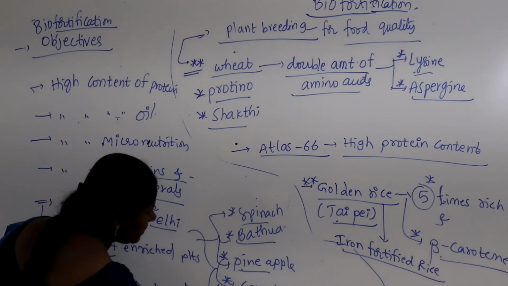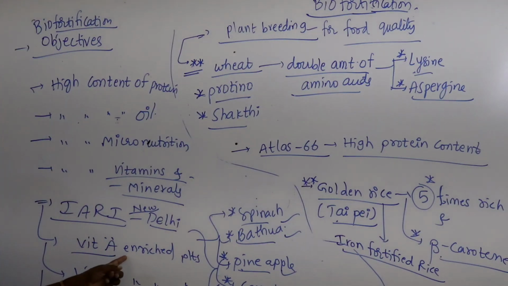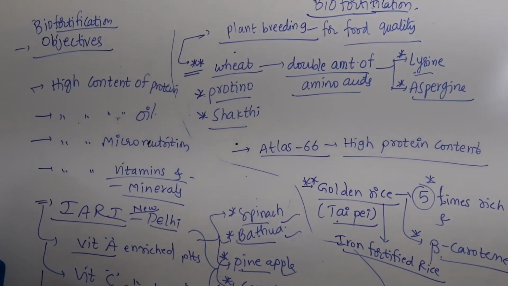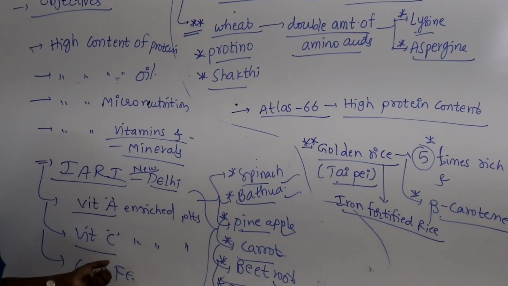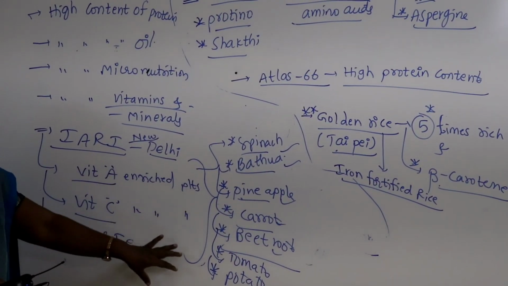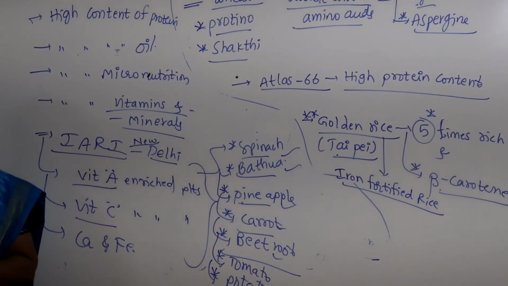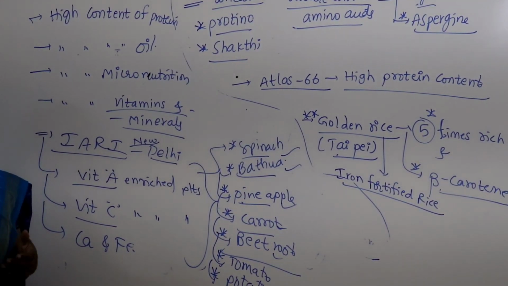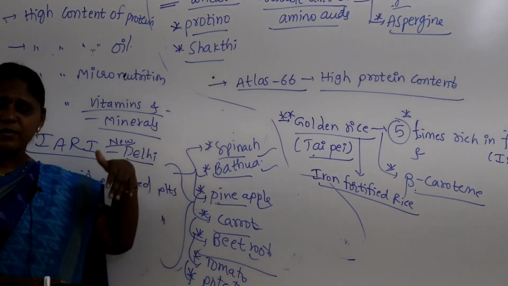So these are the varieties of plants already produced, with enrichment of vitamin A in some plants, enrichment of vitamin C in some plants like gourds, cucumber and bitter gourd, and also calcium and iron. These nutrients are enriched in the plants, and that is made possible only by the process called biofortification.